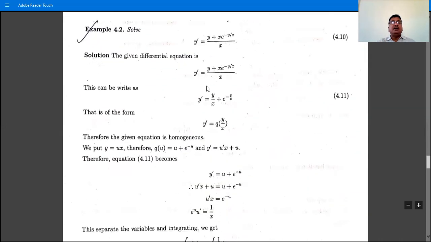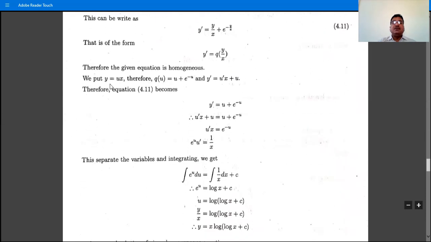Next problem is again on the homogeneous differential equation. Y dash is equal to y plus x e raised to minus y by x. Y dash means dy by dx. If you observe, the numerator y plus x e raised to minus y by x is a homogeneous function of degree 1, and the denominator x is also a homogeneous function of degree 1. And therefore this is a homogeneous differential equation. And so we have to solve this differential equation by using the substitution y is equal to vx.